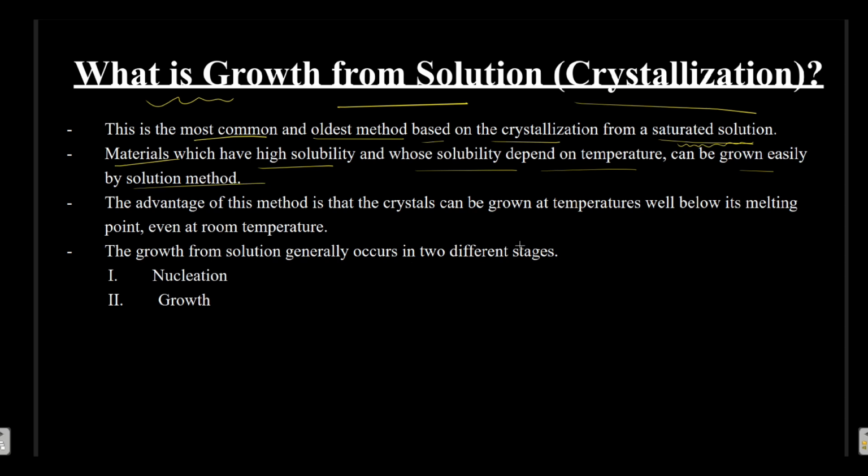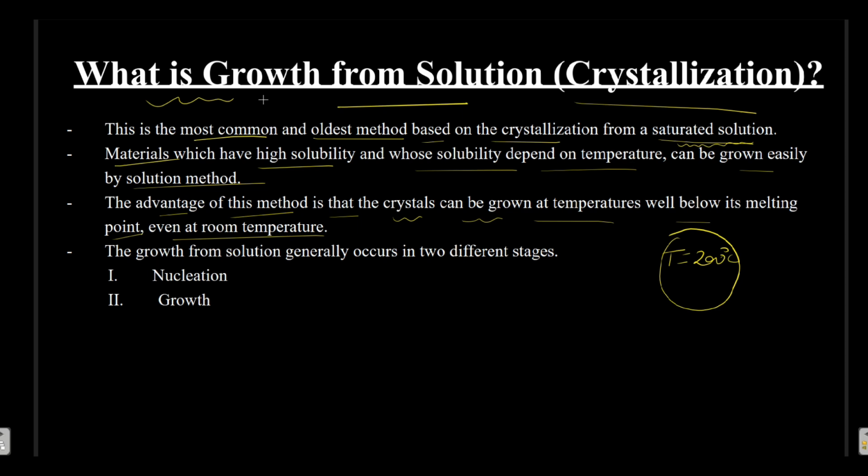So those materials which have high solubility can be grown from solution method, and whose solubility depends on temperature. That means changing the temperature will change the solubility as well. Now, the advantage of this method is that the crystals can be grown at temperatures well below their melting point, even at room temperature. So let us consider there is a crystal whose melting point is 200 degrees Celsius.